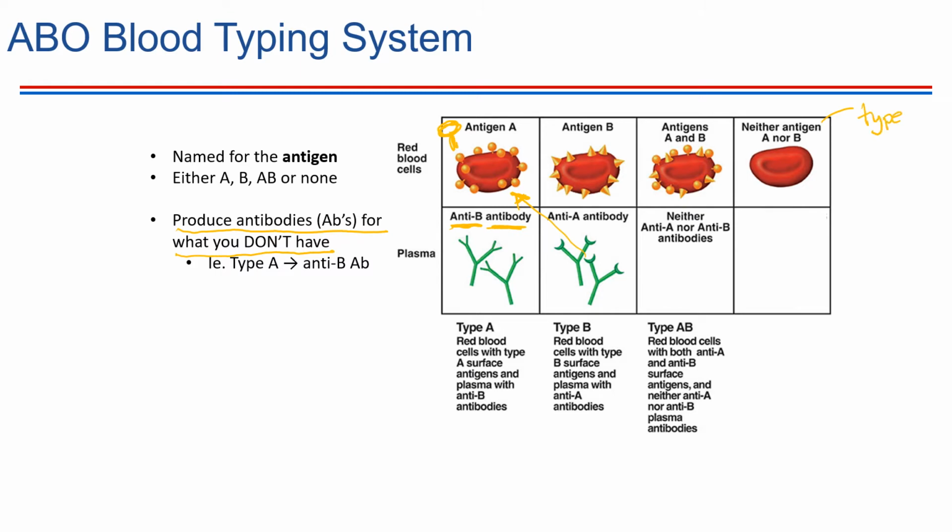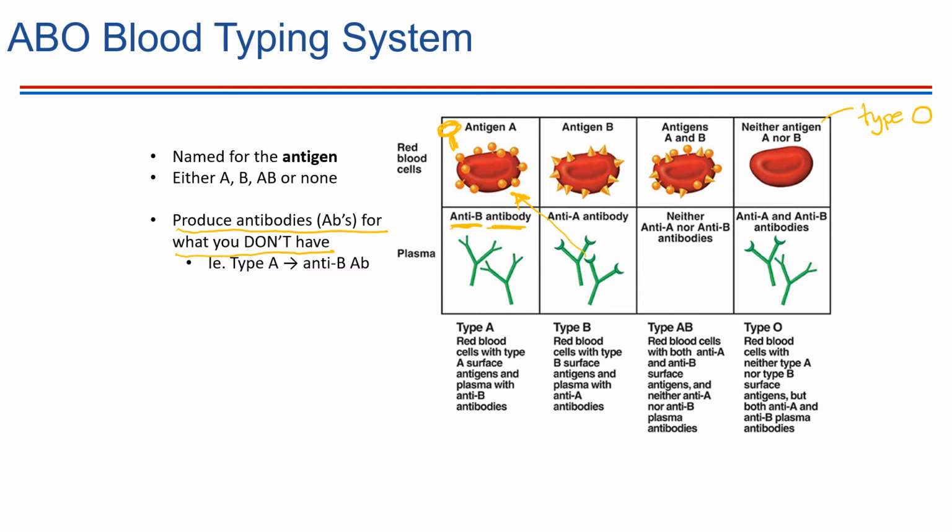Let's put this in here. Type O. And it's not that you have O antigens on that red blood cell. It just means that you have nothing on there as far as A's or B's go. So in that case, what do you think is going to happen? Your body's going to recognize that if A or B come in here, they're going to be foreign. So I'm going to make both anti-A and anti-B antibodies. That's me.